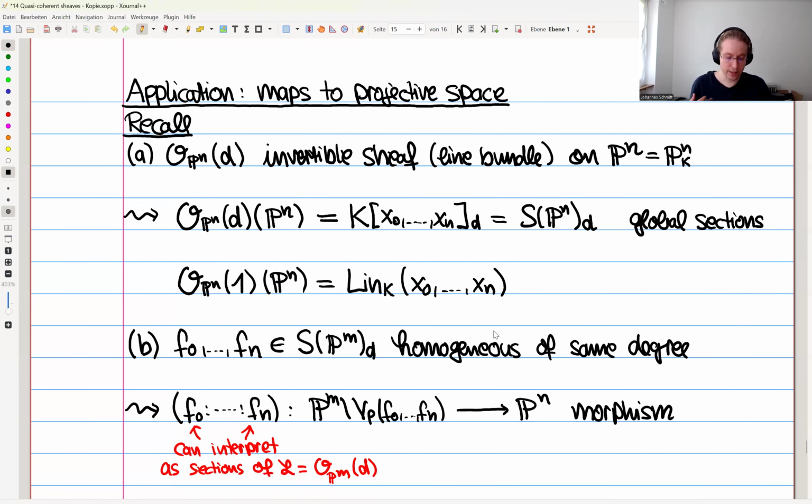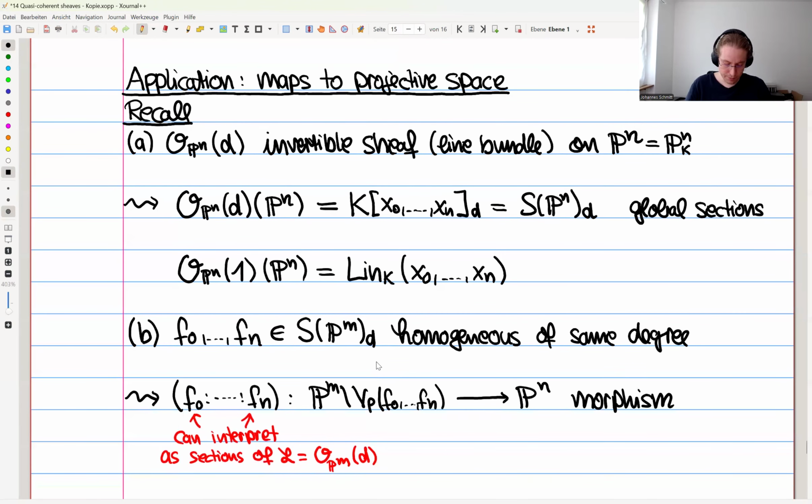And on the other hand, we did study maps to projective space already. And we saw that if you have another projective space, Pm, for example, and you have n+1 elements of this homogeneous coordinate ring of the same degree d, then you get a morphism, which is defined almost everywhere on Pm. You have to throw out the common vanishing set of these sections. And this map to Pn is then just given in homogeneous coordinates by these f0 up to fn.